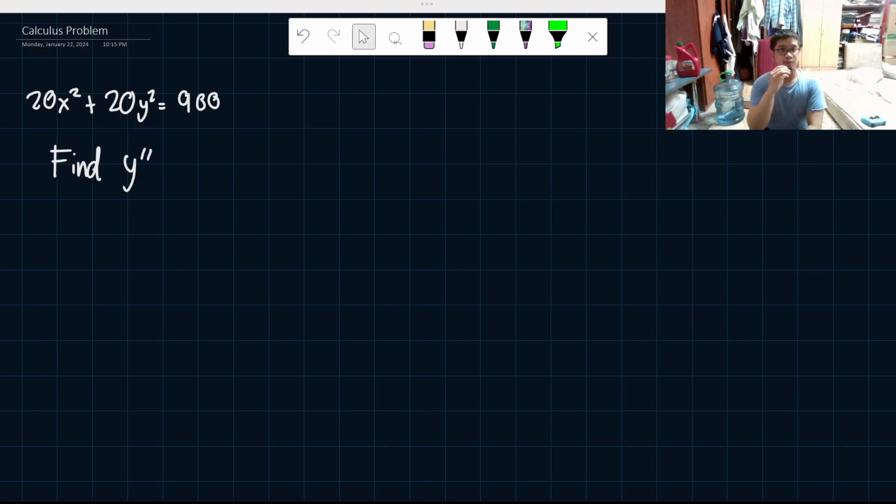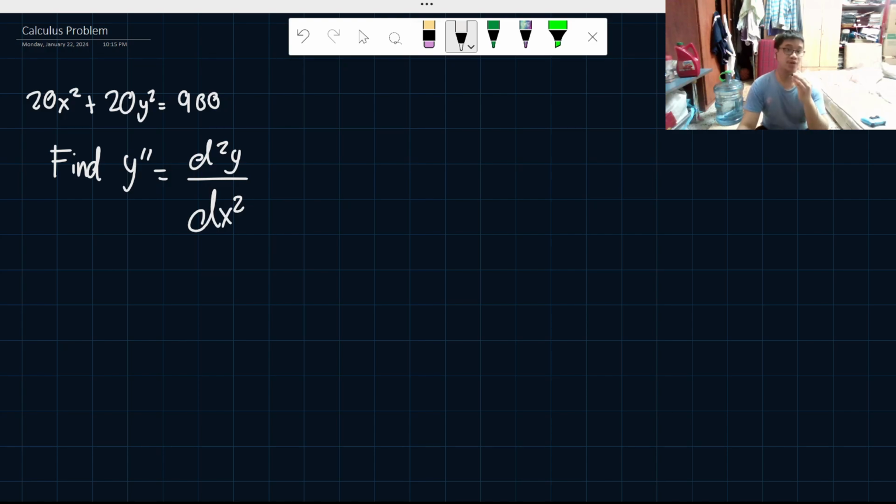Suppose we have a given problem which is 20x squared plus 20y squared is equal to 900. And our goal is to find y second prime. What I mean by y second prime is this one. Or, in other words, we're going to find the second derivative with respect to x.